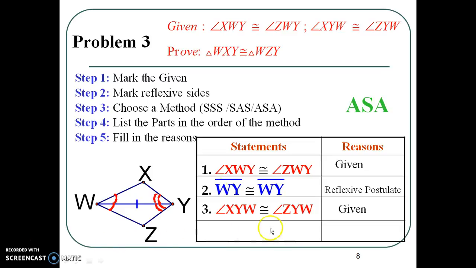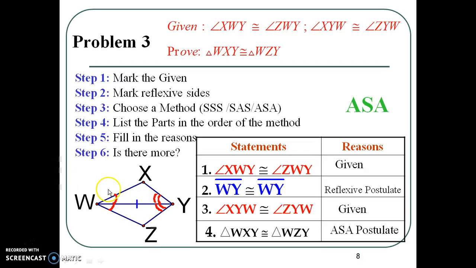So angle XWY is congruent to angle ZWY, that's given. Line WY is congruent to line WY, that's the reflexive postulate. Again, that's shared sides. Angle XYW is congruent to angle ZYW, that's given. And now triangle WXY is congruent to triangle WZY on the basis of the angle, side, angle postulate, because we've identified the angle, the side, and the angle.